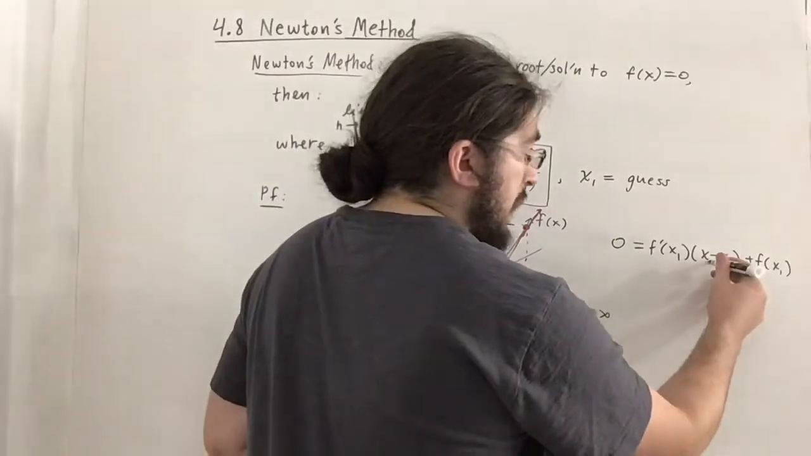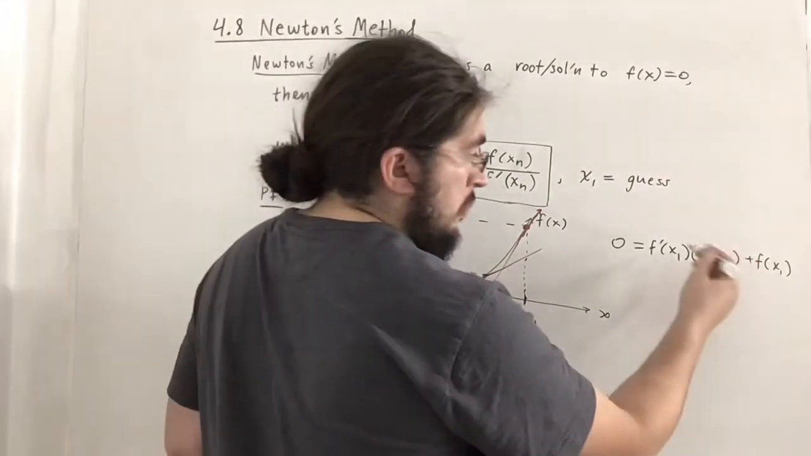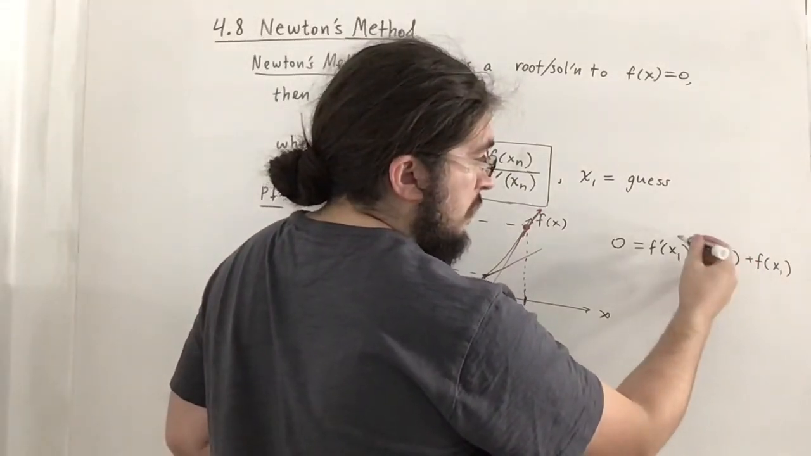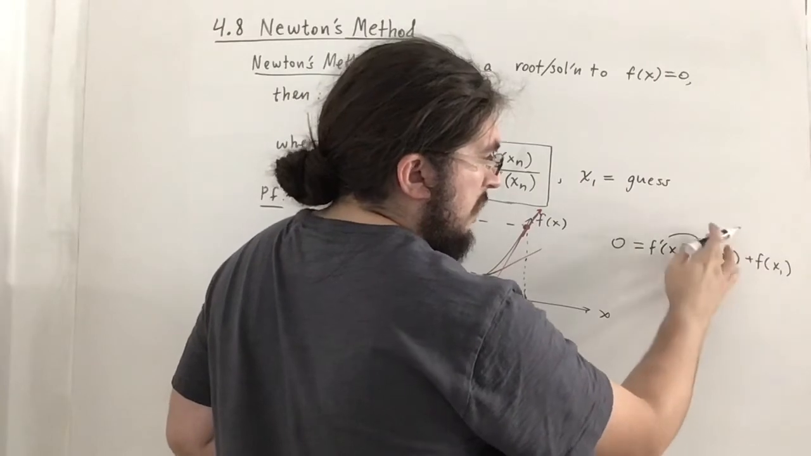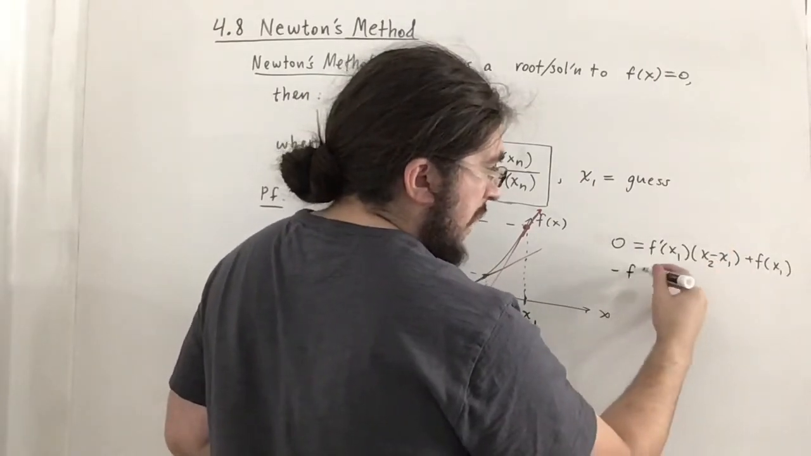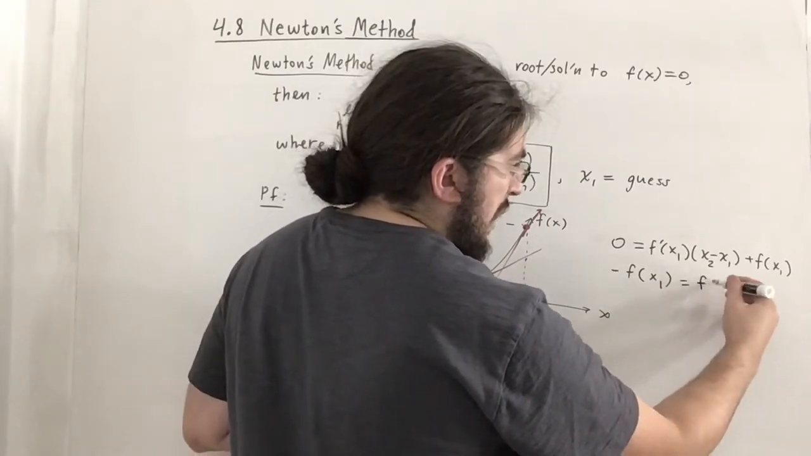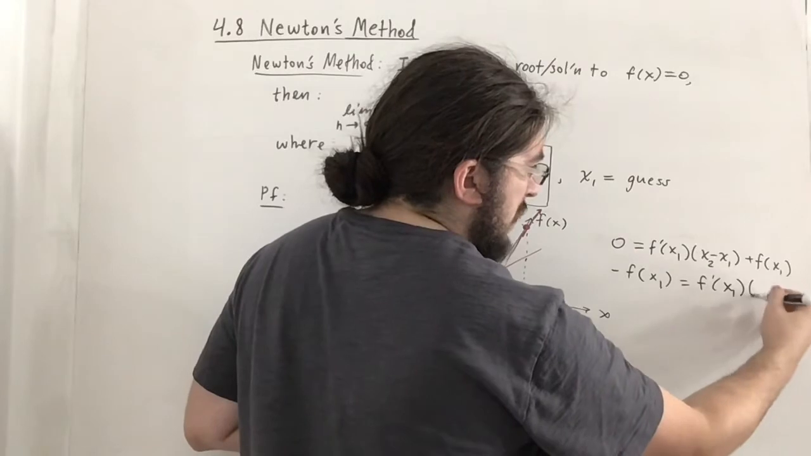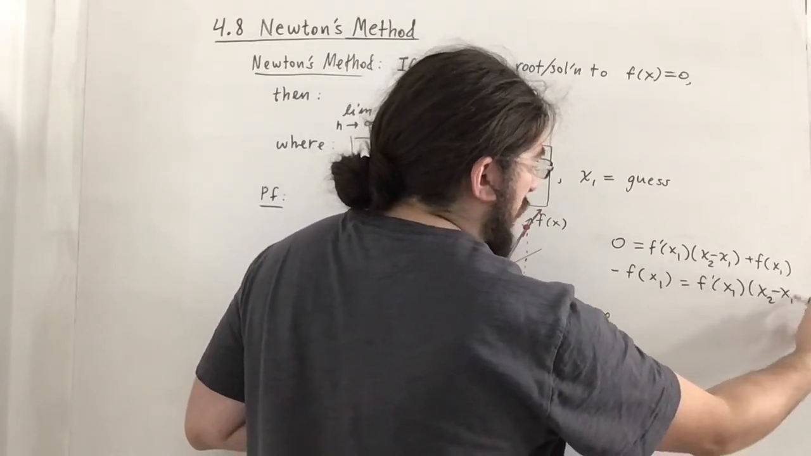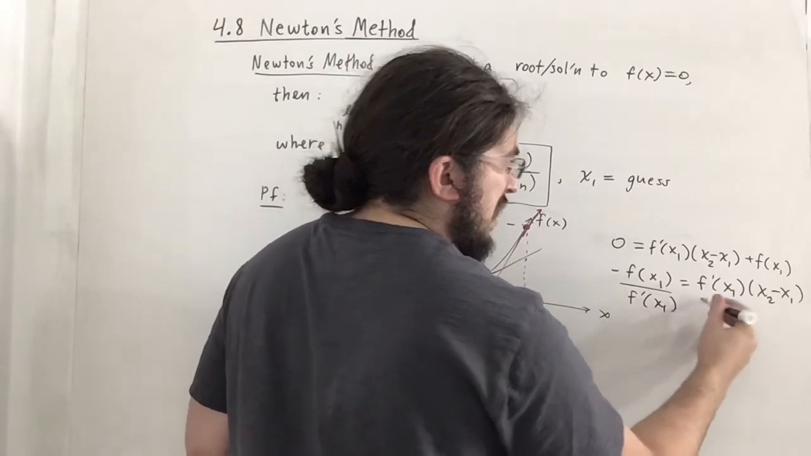So I'm going to replace this x with x sub 2. And then if you solve, notice all you really need to do is distribute this. Or in fact, we don't even need to distribute. Just subtract this to the other side. So you get negative f of x1 equals f prime of x1 times x2 minus x1. And hopefully you see where this is going. Just divide both sides by f prime of x1, like that.